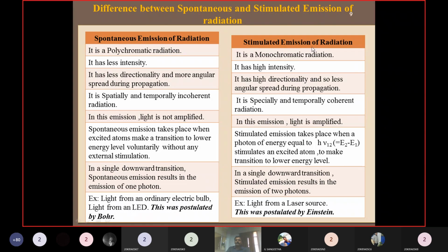Okay, now coming to stimulated emission. What is the example of stimulated emission? Laser is the best example for the stimulated emission process.